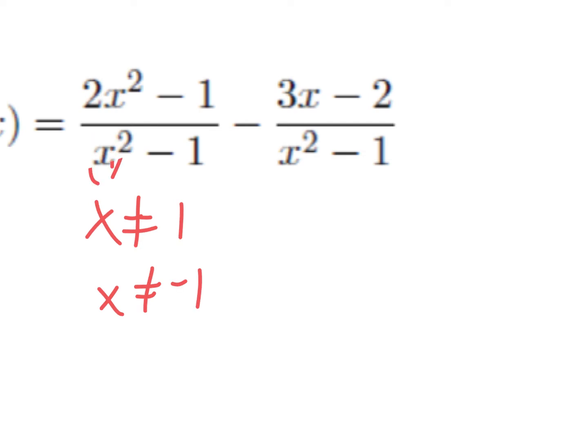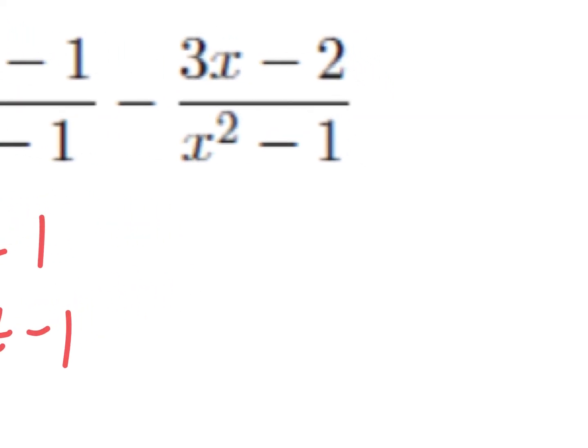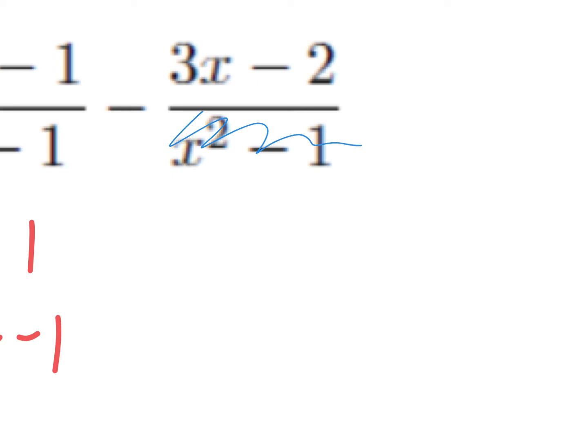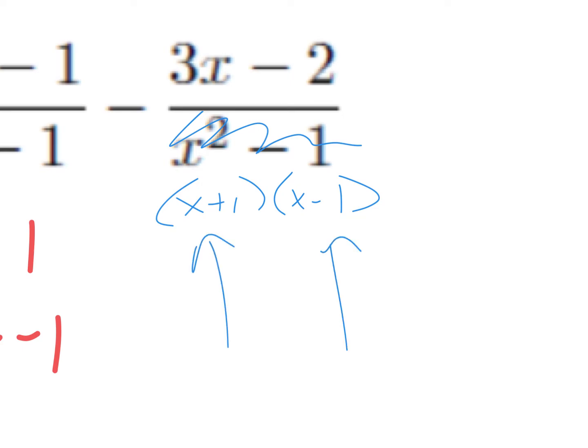And if you had followed my advice, which is if you can factor it, you should, you would have immediately changed this into x plus 1 and x minus 1, because then you'd see it. It would be obvious. There's two things that can make the bottom 0. So there's two things that are vertical asymptotes.